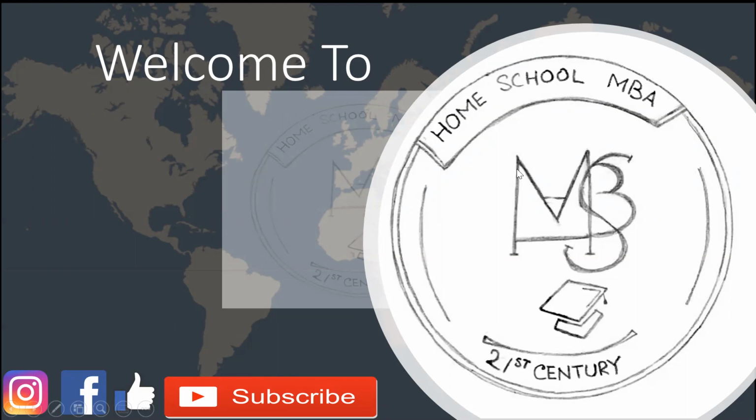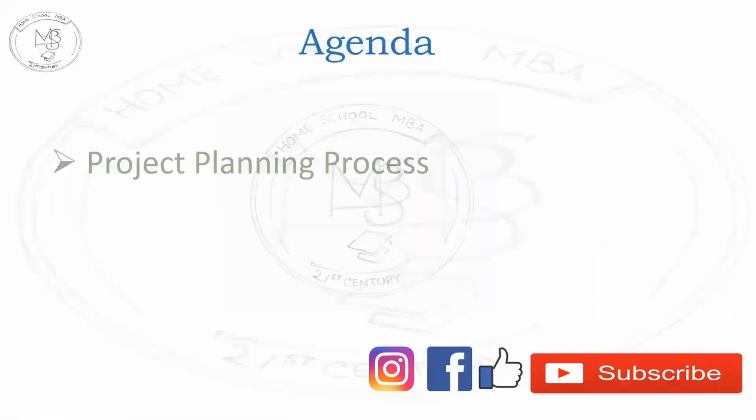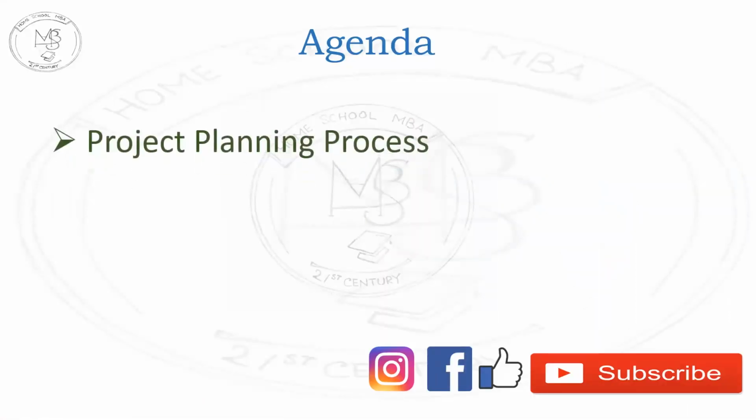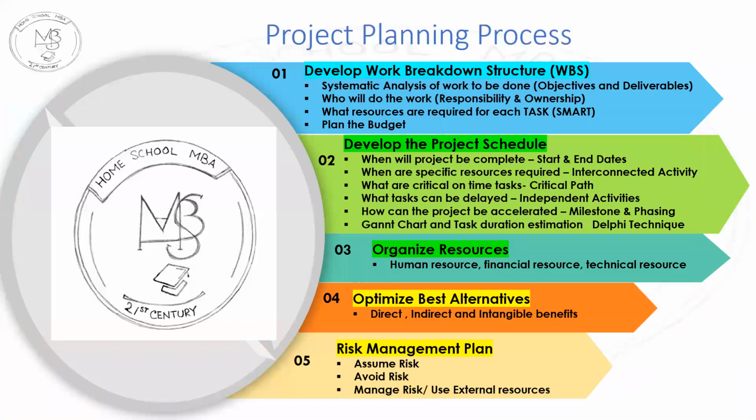Let's get started. So the agenda today is project planning process. We have created a one-page slide which goes over the 5 key parameters of a project planning process. The first one is develop work breakdown structure. Number 2 is develop the project schedule. Number 3 is organize resources. Number 4 is optimize best alternatives. And number 5 is risk management plan.